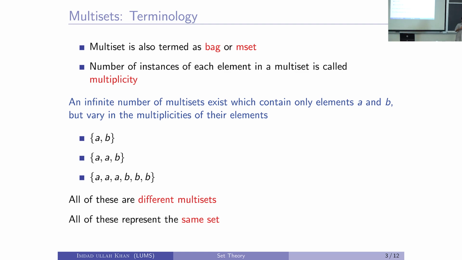Empty set, the set containing the element A only, the set containing the element B, and the set containing both A and B. These are the four sets you can make out of it, right? It's called the power set of the set AB.